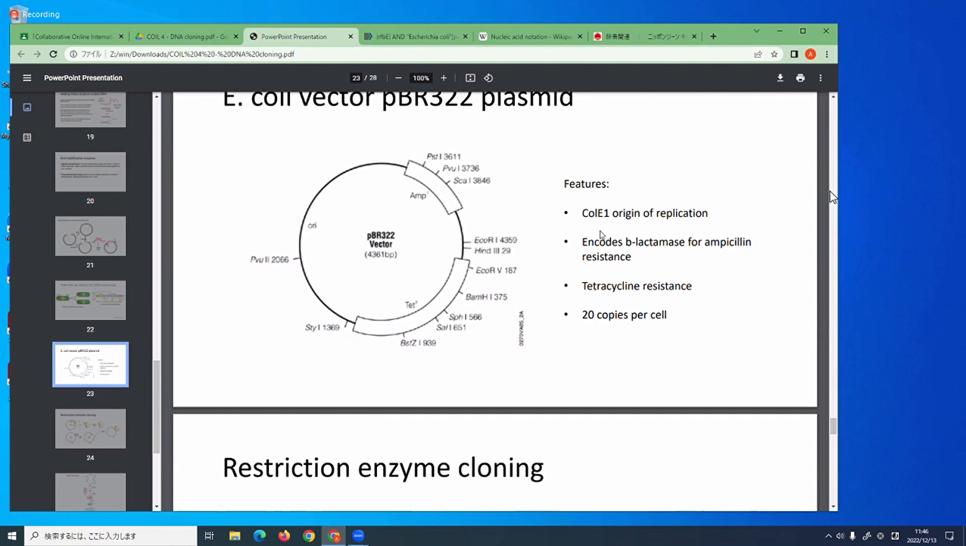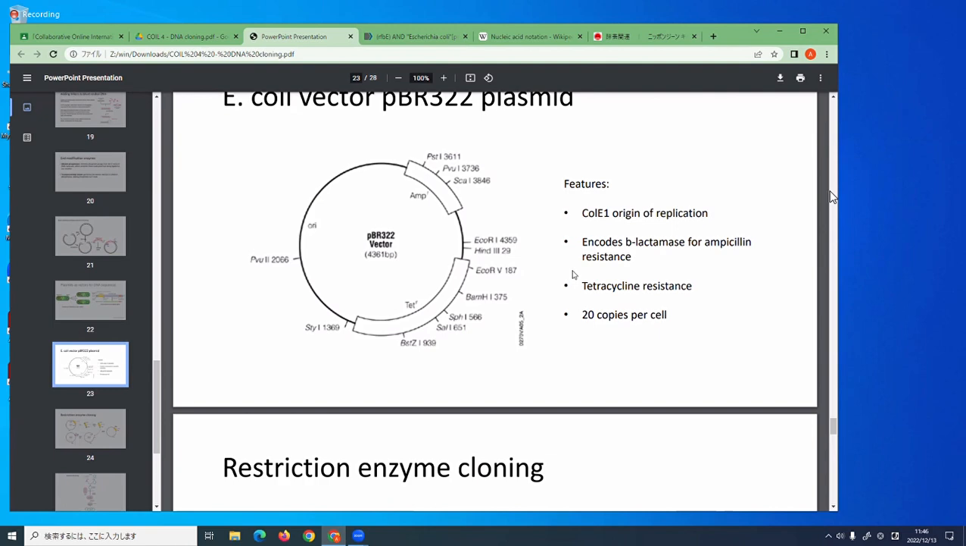Other than that, we can see other features. For example, the origin of replication. So these are the sequences needed for self-replication of the plasmid. And then you have ampicillin resistance. So this is to select the E. coli when you grow them. And then you have tetracycline resistance genes over here. And this is not a high copy plasmid. It just has 20 copies per cell. So it doesn't copy a lot.